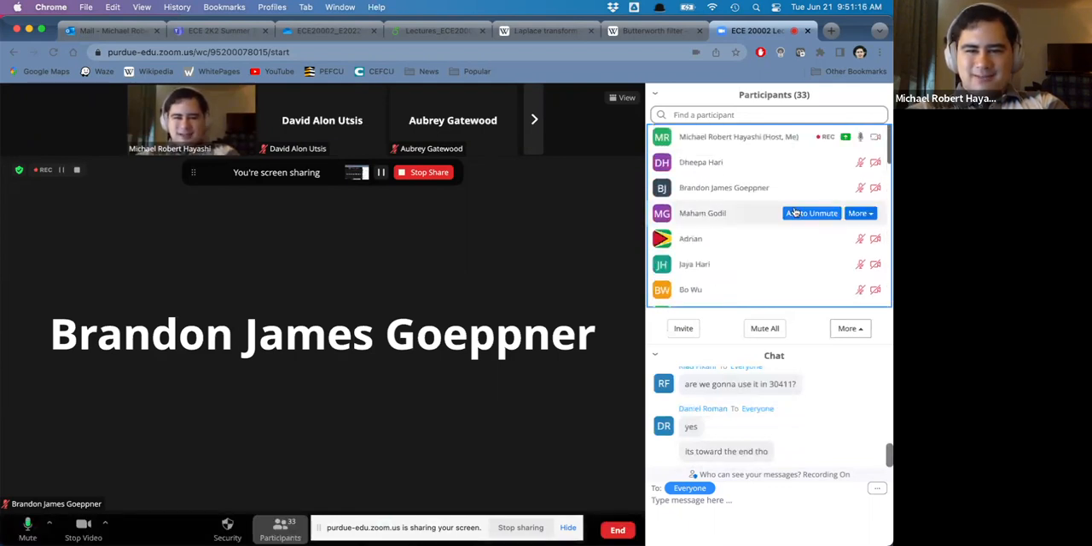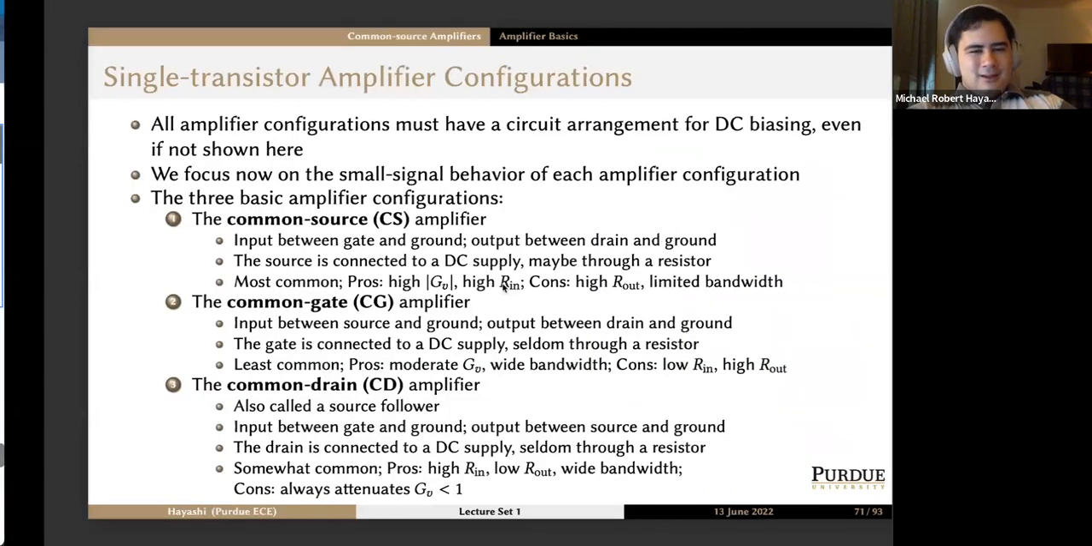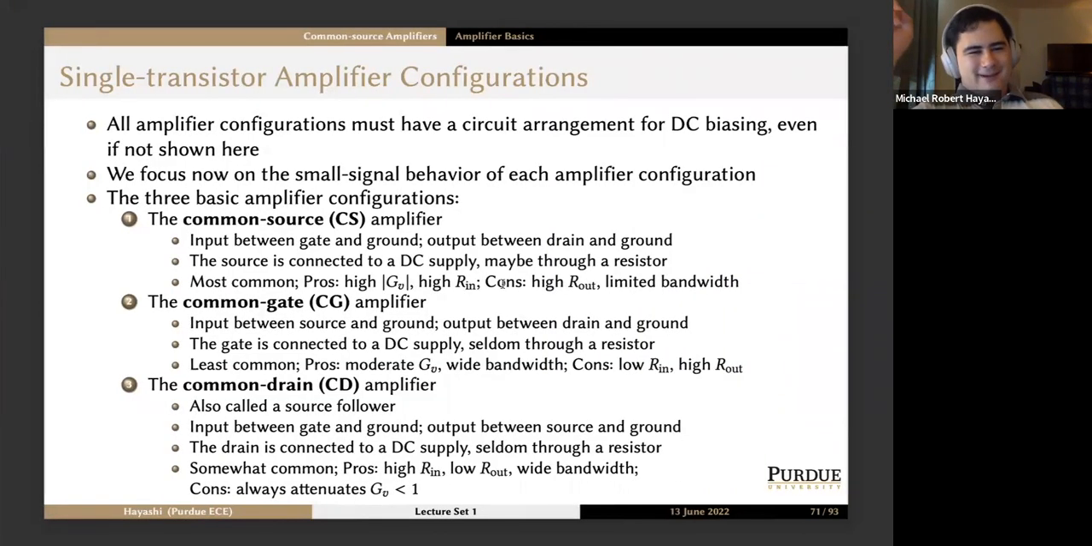Okay, so according to the question that was asked by Brandon, what is the trick for quickly identifying a common source, common gate, and common drain amplifier? Slide 71 holds the key. Common source: input between gate and ground, output between drain and ground. Common gate: input between source and ground, output between drain and ground. The common drain amplifier, or source follower: input between gate and ground, like the common source amplifier, but the output is different. It's between source and ground.